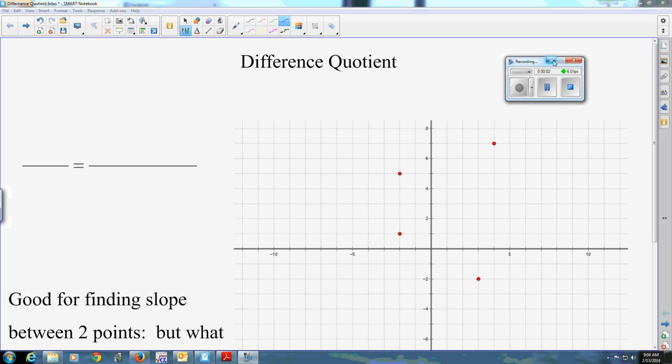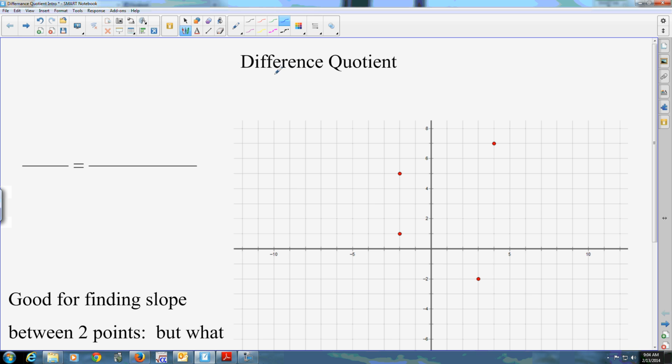Hello, everyone. So the concept for this section is the difference quotient, and the difference quotient is a fancy term for being able to find slope on something that's not a line. Where I want to start you guys with is going back and looking at the definition for slope on a line. So you got your rise over your run.